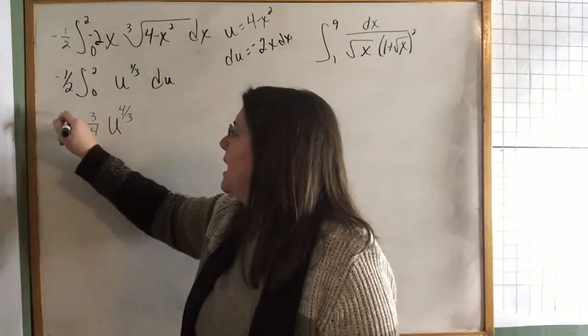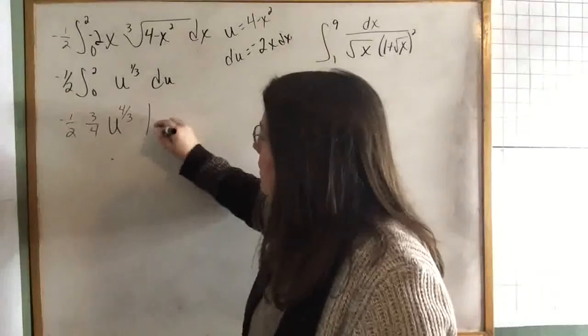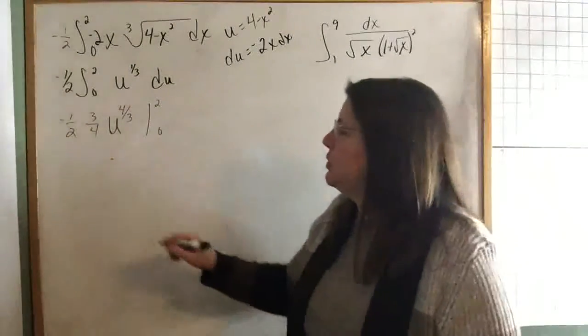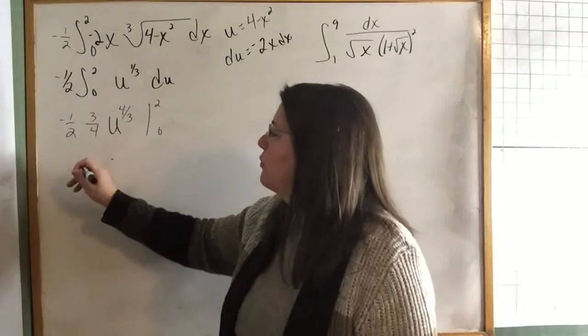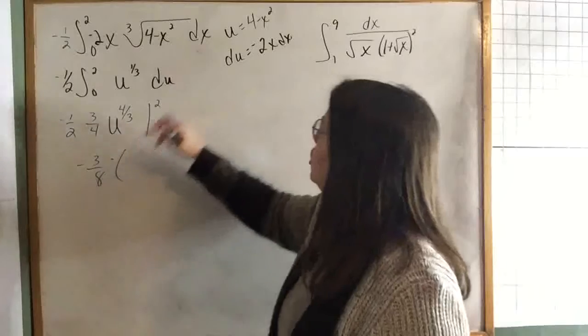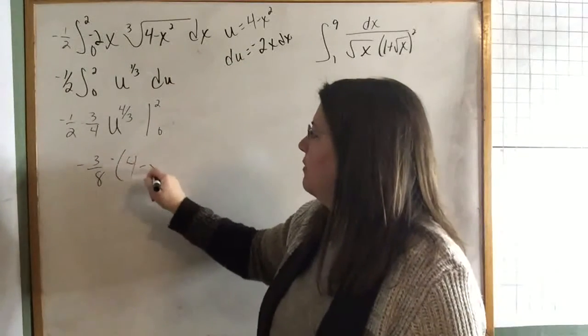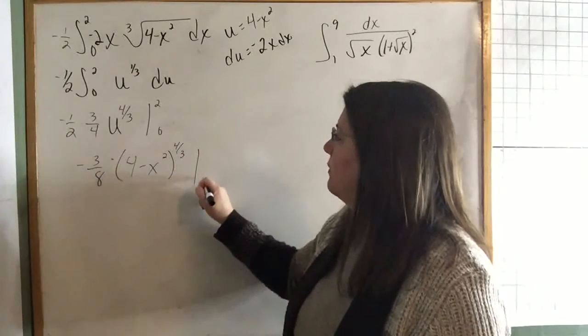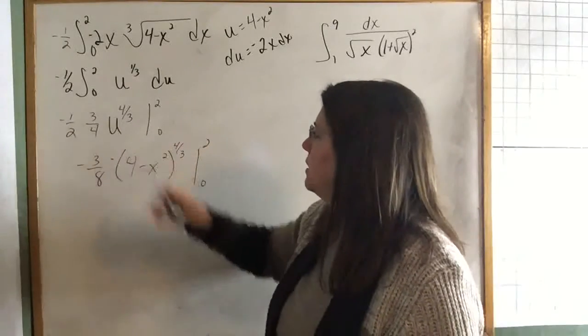And then we've got that negative 1/2, and that is integrated from 0 to 2. Then I'm going to resubstitute in. So let's see, negative 1/2 times 3/4 is negative 3/8 times u, which was (4 minus x squared) to the 4/3. And that's going from 0 to 2.